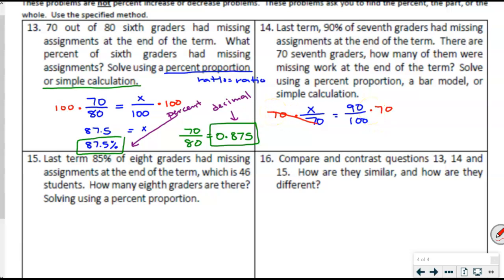And when I do that, I end up with X is equal to 63. There were 63 7th grade students missing work.